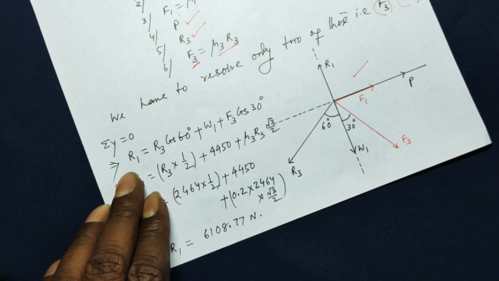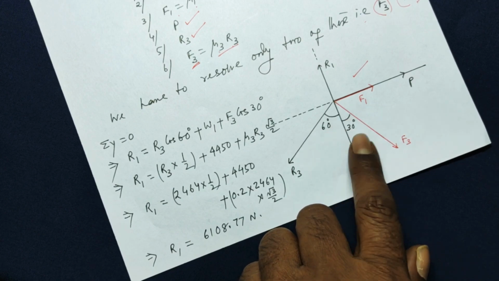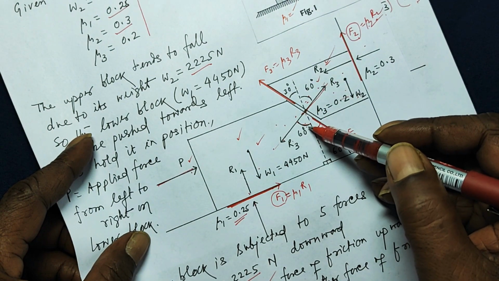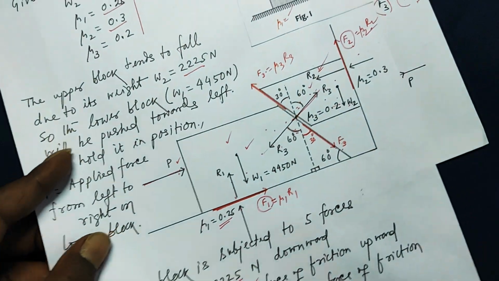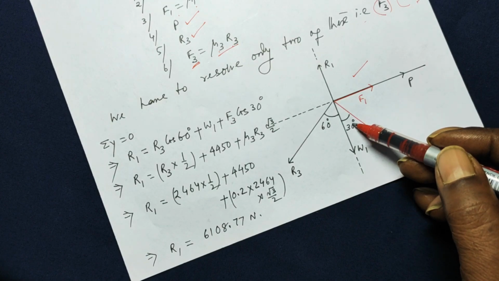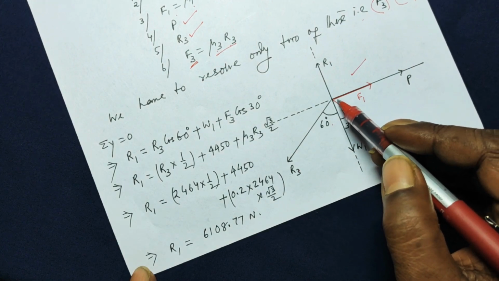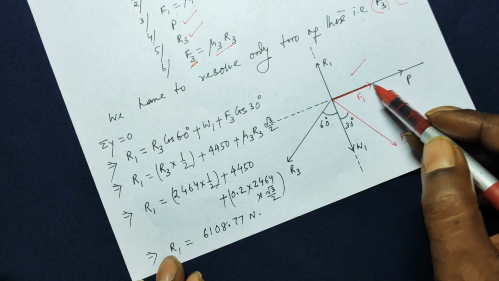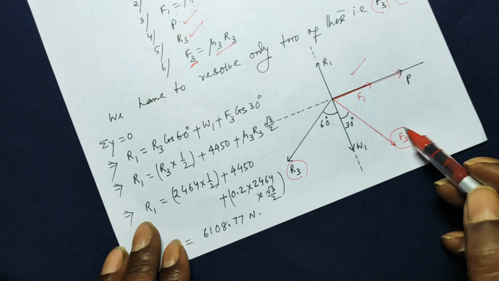Let us apply sigma y is equal to 0. The angles are already explained, how this is 60 and this is 30. Just have a look once more. R3 makes 60 degree with the vertical, and F3 makes 30 degree with the vertical. And this is your force of friction F1, and this is the applied force P. So we have to only split R3 and F3.